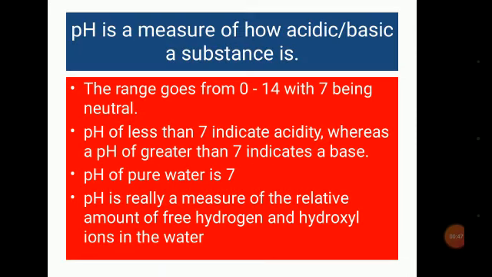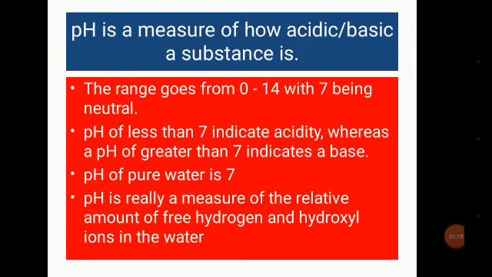What about pH? pH is the measure of how acidic or basic a substance is. The range goes from 0 to 14, with 7 being neutral. A pH of less than 7 indicates acidity, whereas a pH of greater than 7 indicates a base. The pH of pure water is 7. pH is really a measure of the relative amount of free hydrogen ions and hydroxides in water.